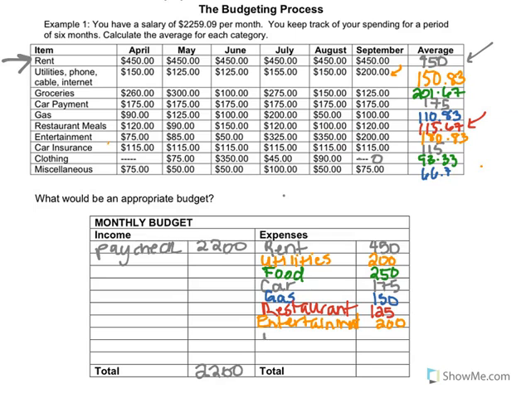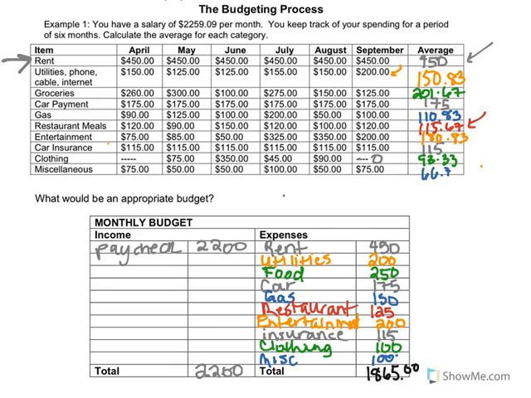Okay, your car insurance is $115. Clothing, maybe we bump it up to $100. And miscellaneous, so this could be anything really. Let's go 100 for that too. Okay, add this all up together and see what our total expenses are. So I got $1,865. So this works out pretty good.